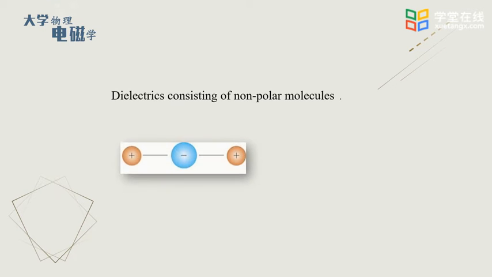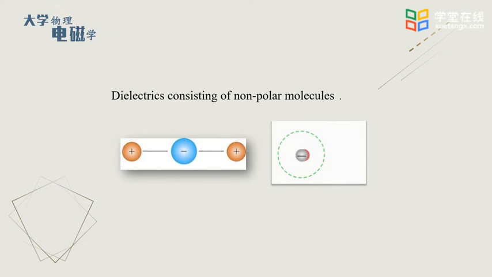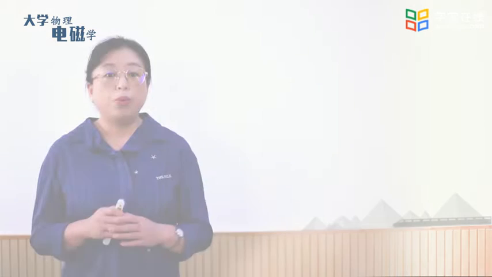Now, let's study another kind of dielectrics, which consists of non-polar molecules. Please look at this figure. Such symmetric molecules have no permanent polarization, which we call non-polar molecules. When the external field is applied, what happens to the non-polar molecules?